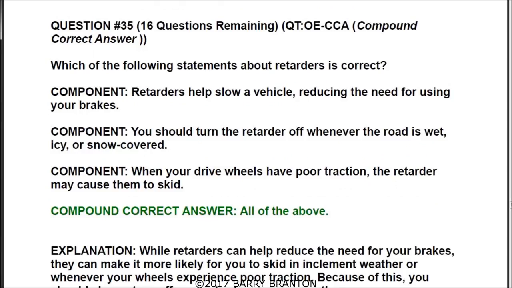Okay. Question number 35. Which of the following statements about retarders is correct? Well, in this particular question, all of the answers are correct. So let's go over each one. The first option is retarders help slow a vehicle, reducing the need for using your brakes. The second option is you should turn the retarders off whenever the road is wet, icy, or snow covered. And option number 3, when your drive wheels have poor traction, the retarders may cause them to skid. Again, all of the answers are correct.